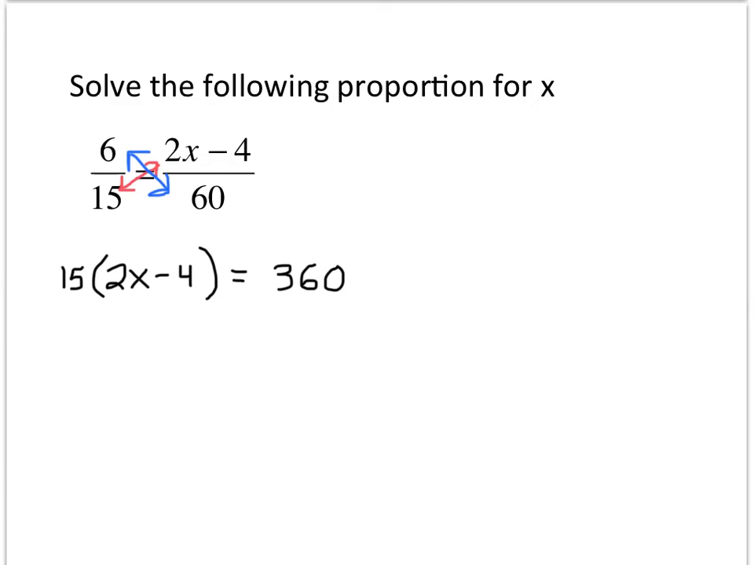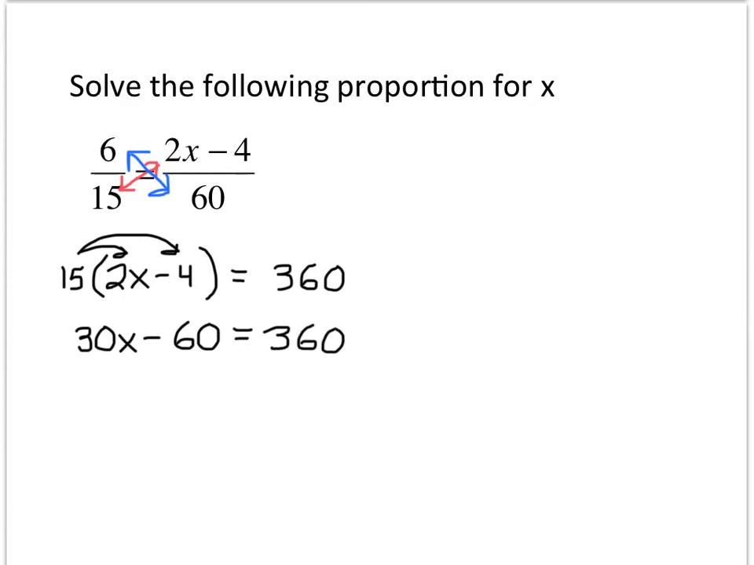I have two options here. One option is that I could distribute the 15 through, which a lot of people seem comfortable with. Or remember, I could just do the inverse of the multiplication by 15, which is division. But let's just go ahead and distribute. 15 times 2x is 30x. 15 times negative 4 is negative 60. And this is equal to 360.